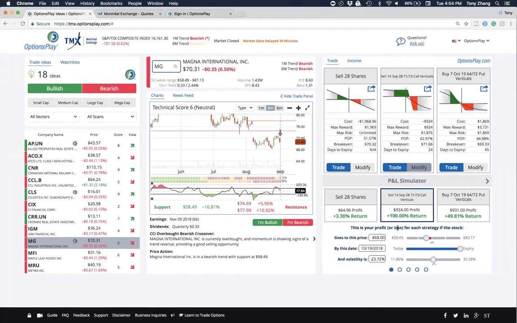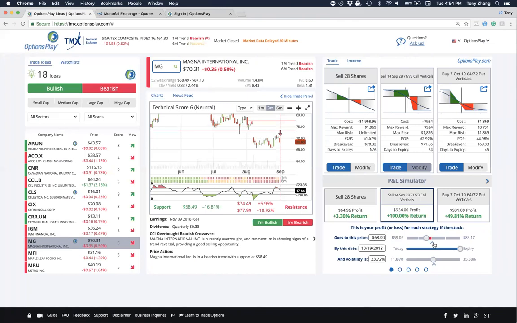So when I use the P&L simulator and say that I think the stock's going to go down to 68, traditionally you'd have to figure out the delta of the option, then figure out how much the stock's going to move, and then figure out how much the option's going to be worth. We do all of those calculations for you and just tell you what you really need to know: how much profit or loss am I going to expect. If the stock moves down to $68, the credit spread gives you a $924 profit. The debit spread gives you a $931 profit. So the two are almost identical. Keep that in mind.